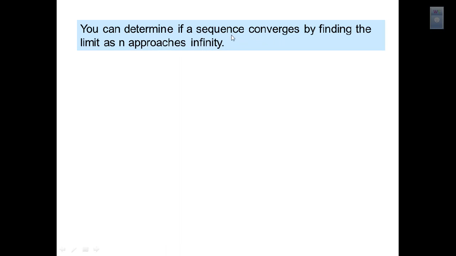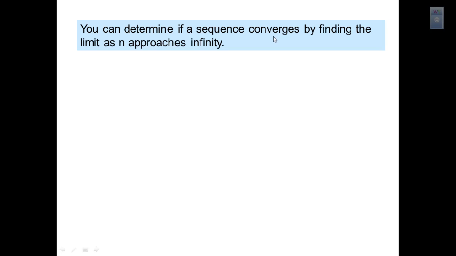So for a sequence to converge, as you add more and more terms, those further terms down the list, a sub 1 million, a sub 10 million, those are going to get closer and closer to a certain value. If they do, then the sequence converges.